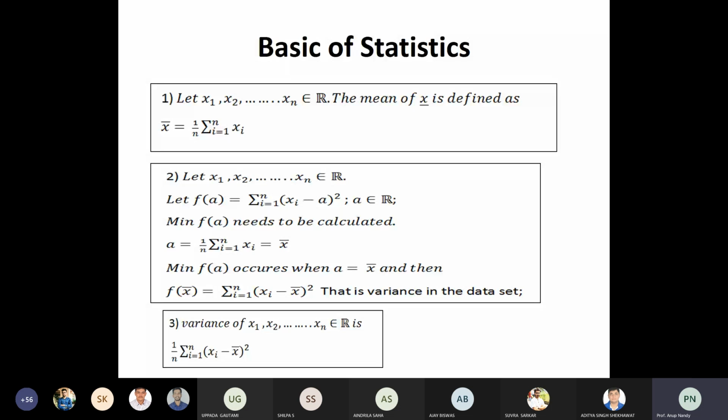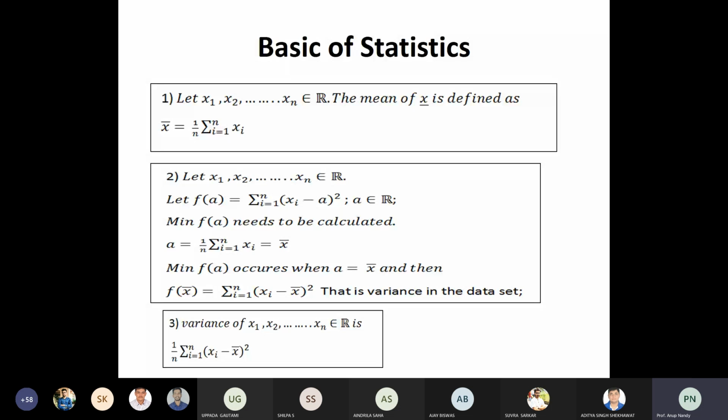Here it is, this square root is not there. You are just going to have these distances, like this: summation of i equal to 1 to n, (xi minus a) whole square, for all a which is in the real space. Now, to establish this formula, what is the theory behind the mean?